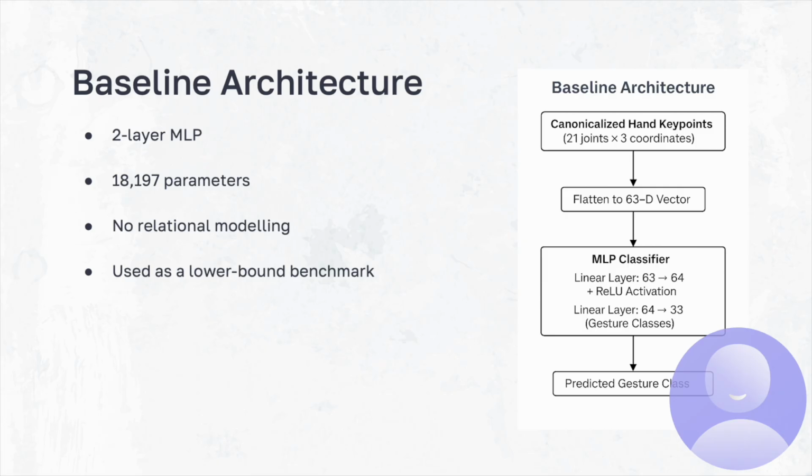The baseline is a simple two-layer MLP with 18,197 parameters. It maps the 63-dimensional key points vector into 33 gesture classes. Since it contains no relational modeling or structural understanding of the hand, it serves as our lower bound benchmark.